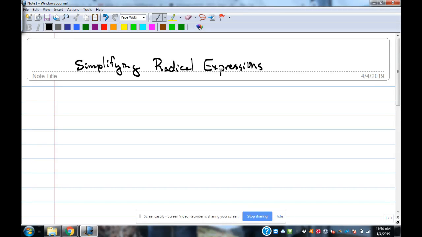Radical expression is another name for square root. That's all that is. Sounds fancy. When you get into Algebra 2, you'll do radical expressions that are bigger roots, like cubed roots and fourth roots and fifth roots and things like that. So radical expression is just a general term for that.